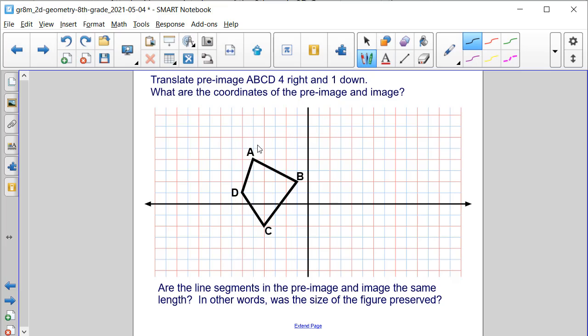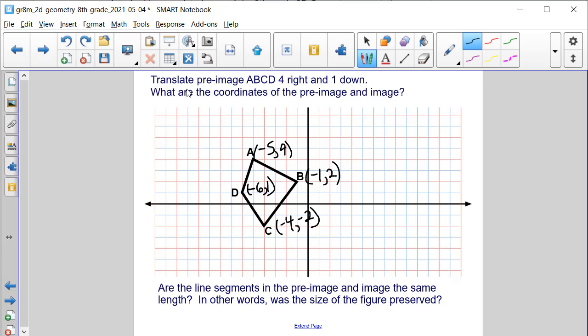Well, let's start by writing out the coordinates of our pre-image. So point A is at -5, 4. Point B is at -1, 2. Point C is at -4, -2. And point D is at -6, 1.